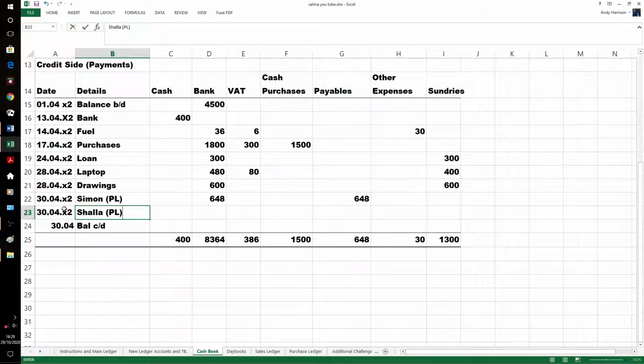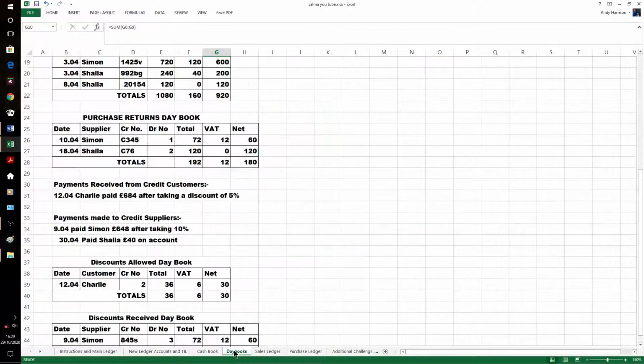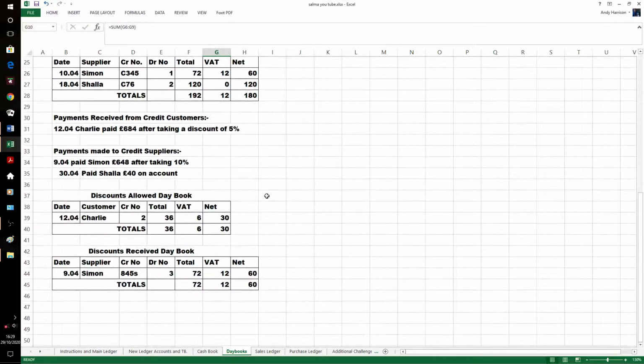If you were doing this for a real business, you'd probably have a column with the code of the supplier or customer in. It could of course be in cash, but I'm making the assumption that these are all bank transactions, and I wrote the exercise, so my decision. So we paid £40 on account, and then we post the other day books, the discounts columns.